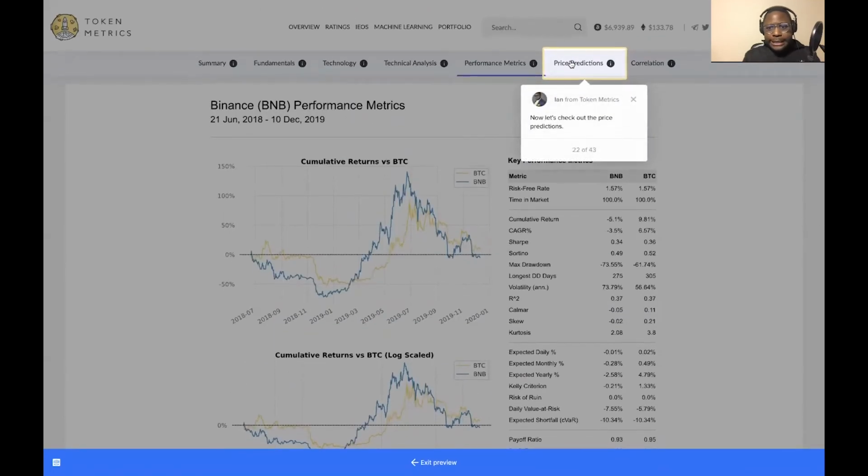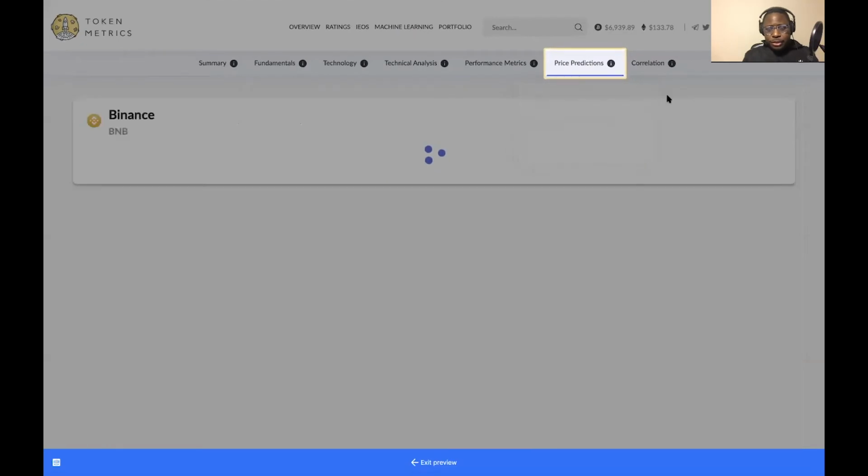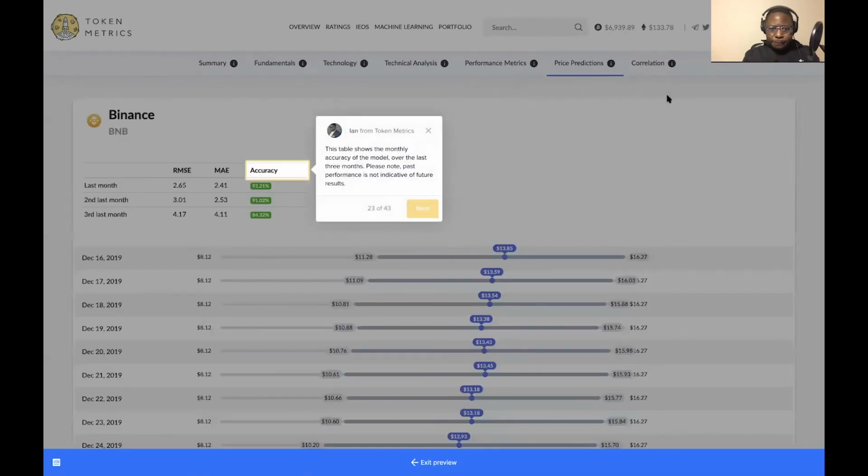Moving on, now let's check out price predictions. This is where we're leveraging machine learning to go through and tell you the 30-day price prediction for a particular cryptocurrency. This table shows the monthly accuracy of the price prediction model over the last 3 months. Please note, past performance is not indicative of future results.